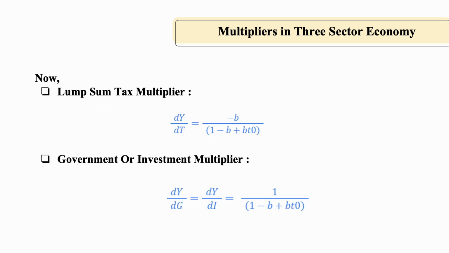So by the same process, the lump sum tax multiplier now is dY/dT = -b/(1 - b + b t naught). Here t naught is the tax function, and the government or investment multiplier is dY/dG = dY/dI = 1/(1 - b + b t naught).